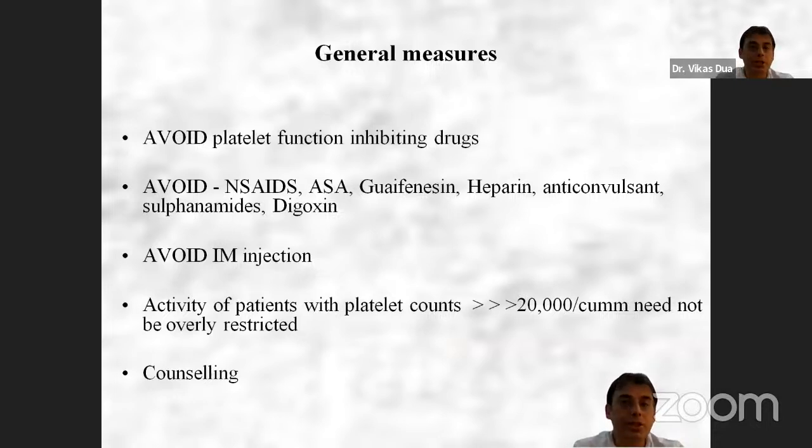Similarly, avoid IM injections, because if you have a low platelet count and you give IM injections, then you may have a hematoma formation. So the last point is activity of patients with platelet count more than 20,000 need not be overtly restricted. So it is not that a patient who's got, let's say, 35,000 platelet count, you will counsel the family that the patient will not go to school, will stay at home. So parents need to be counseled. It is important to have multiple sessions with the family, that they should not just see the platelet count, they should see the bleeding manifestation before they take a call.